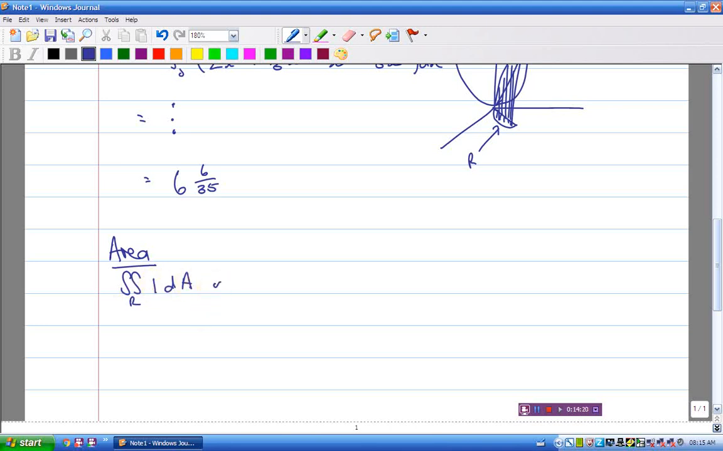Here's an easy one. Okay, we're going to be doing 3 multiple integrals in this course that have 1 as the integrand. This is the first one. The double integral 1 dA is the area of R.